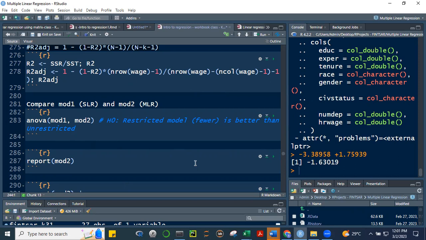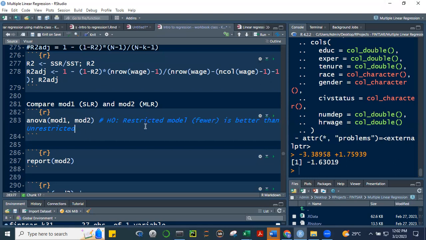Kasi sometimes hindi basis yung adjusted R squared para sabihin na mas maganda. Definitely, in terms of adjusted R squared, mas maganda si Model 2. But we have to do some statistical test for that. We have to do an analysis of variance test. So sa analysis of variance, ang null hypothesis natin dyan, si restricted model is better than the unrestricted. Yung restricted, yung mas konti.